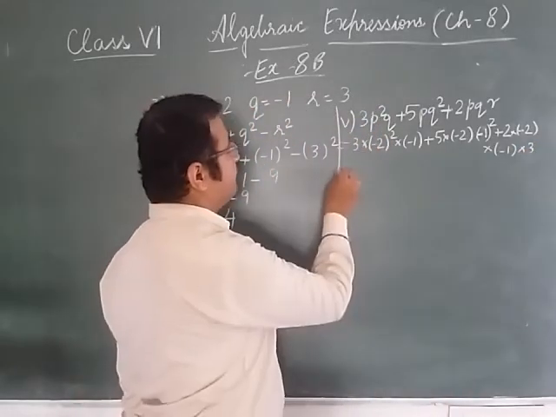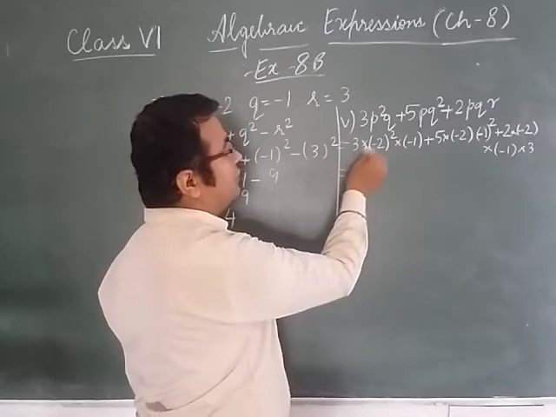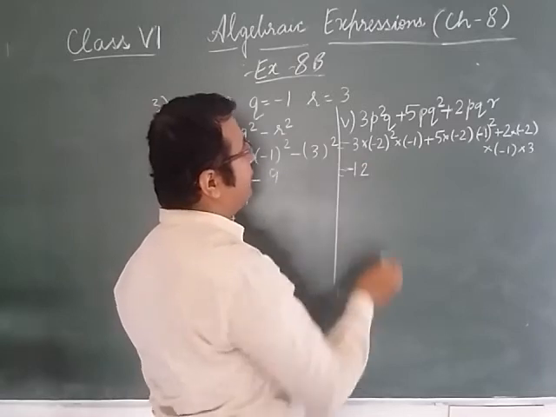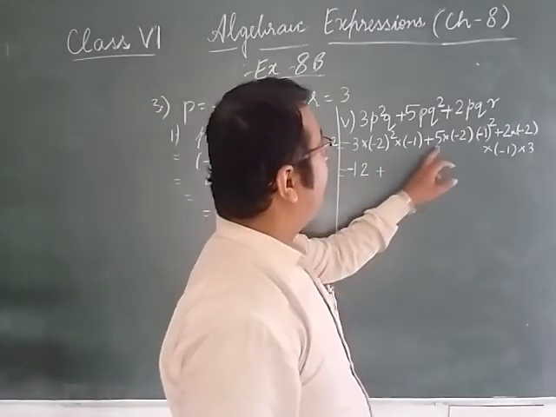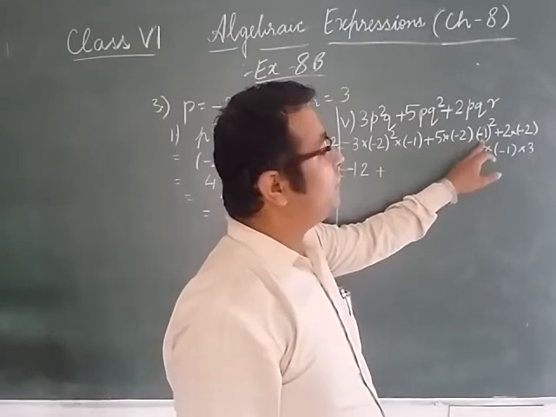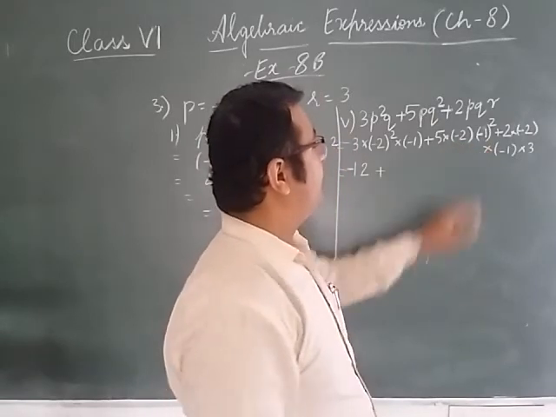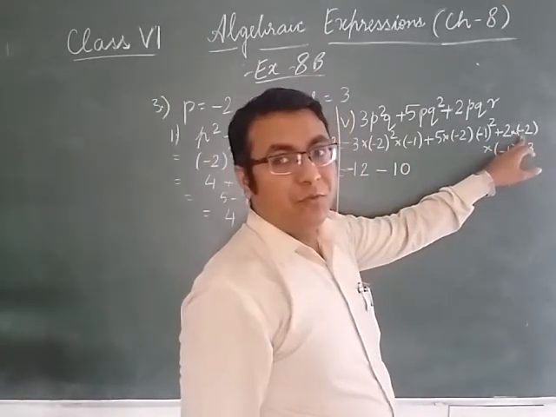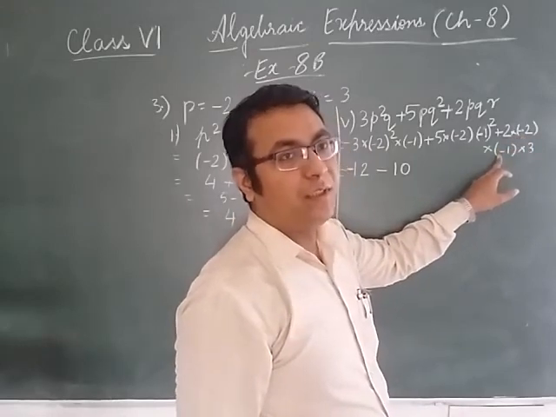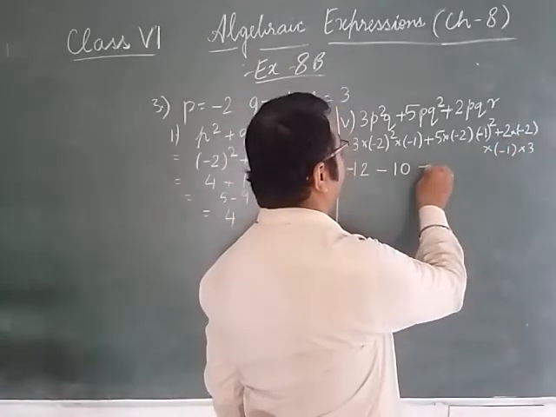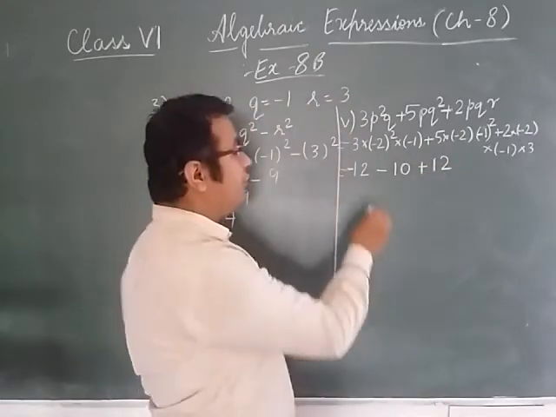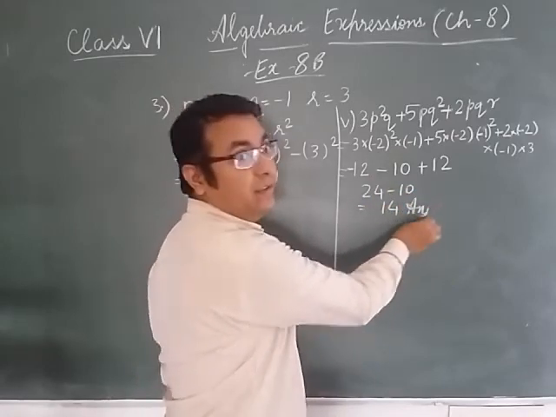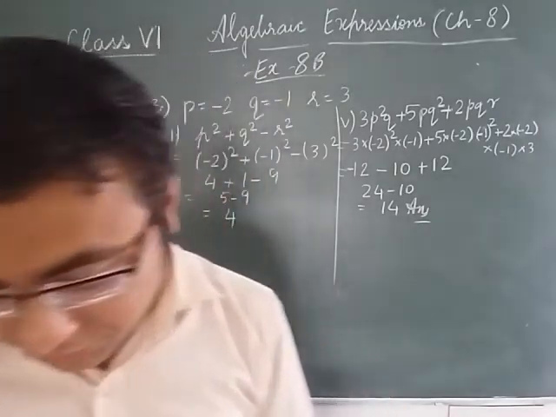Let us solve it. 3 into minus 2 square is 4, so 3 into 4 is 12. 12 into minus 1 will give us minus 12, plus 5 into minus 2, minus 10. Minus 10 into minus 1 square is 1, so minus 10. 2 into minus 2, minus 4. Minus 4 into minus 1, 4. 4 into 3, 12. So 12 plus 12 is 24, minus 10, you will get 14. 14 will be your answer. Okay. Now let us move to the next part.